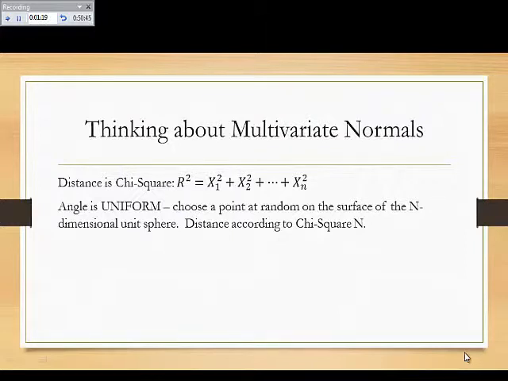When you have x squared plus y squared, then x can be 2 and y can be 2. So these are values which are possible for normal, and x squared will be 4 and y squared will be 4, so r squared will be 8, so r will be the square root of 8.